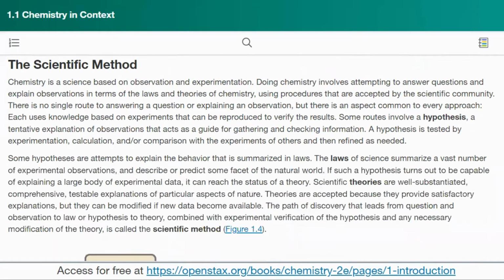The scientific method. Chemistry is a science based on observation and experimentation. Doing chemistry involves attempting to answer questions and explain observations in terms of the laws and theories of chemistry, using procedures that are accepted by the scientific community. There is no single route to answering a question or explaining an observation, but there is an aspect common to every approach. Each uses knowledge based on experiments that can be reproduced to verify results.